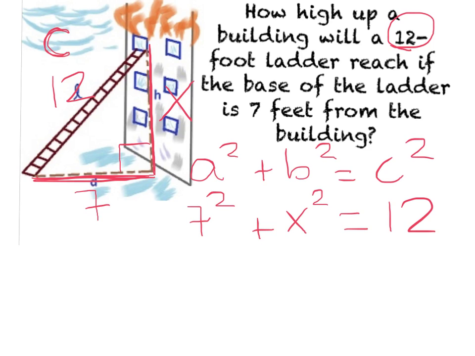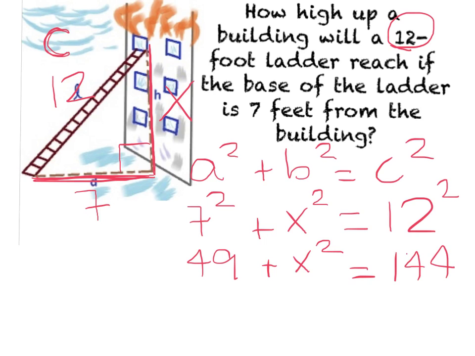Now you can see here in this problem, I have A and I have C. I'm trying to calculate side B. So this problem is going to be an extra step or two that I didn't have to do in the last example. So I'm going to go ahead and square. 7 squared is 49 plus x squared equals 12 squared. I'm sorry, 12 squared, which is 144.